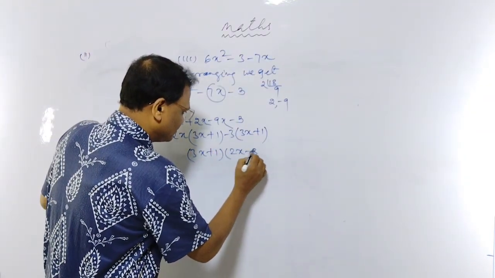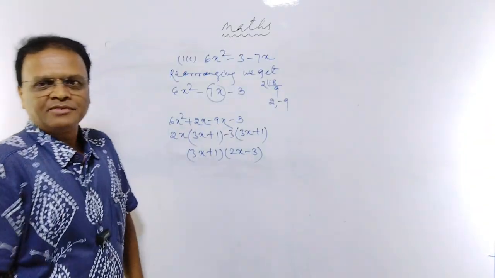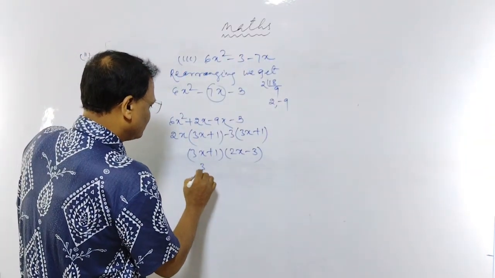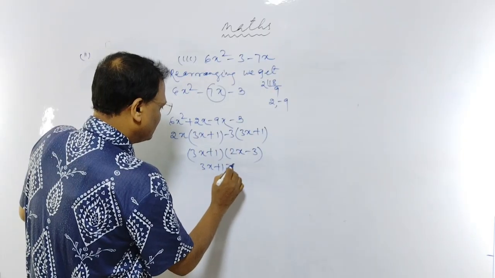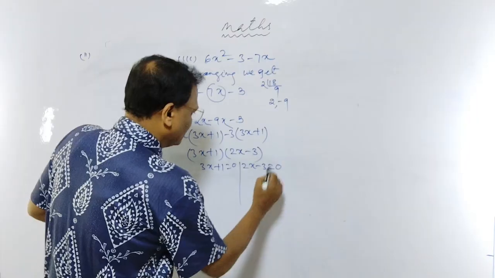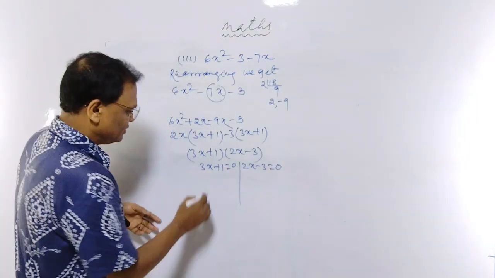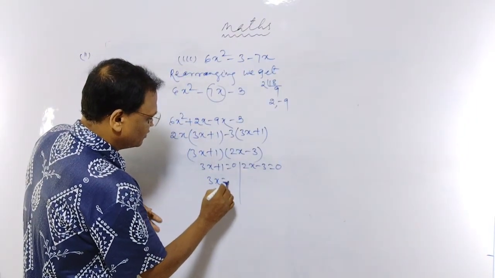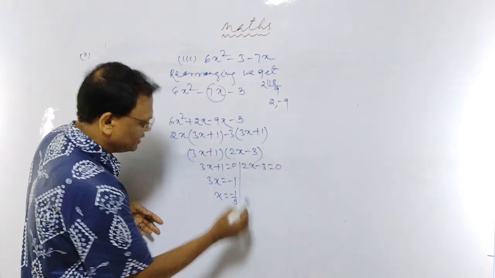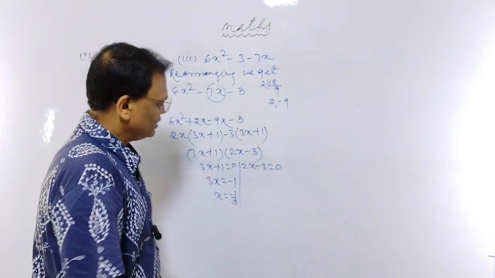2x minus 3. Now we can easily find what my zeros are. So what are the zeros? 3x plus 1 equals 0. One more, 2x minus 3 equals 0. Whereas 3x becomes minus 1, and x is equal to minus 1 by 3. My one zero I got.